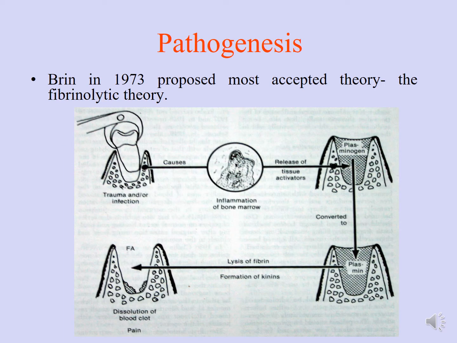So the pathogenesis of dry socket is described by Birn as the fibrinolytic theory. Basically, whenever a traumatic extraction takes place, it leads to inflammation of the bone marrow, which releases tissue activators, and these tissue activators break down plasminogen into plasmin. This plasmin causes the lysis of the fibrin, thereby causing the lysis of the clot, and the formation of kinins, which is the cause of the pain associated with dry socket.